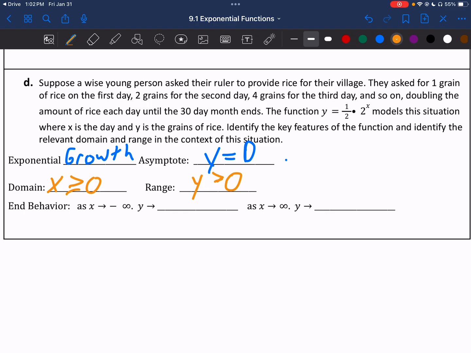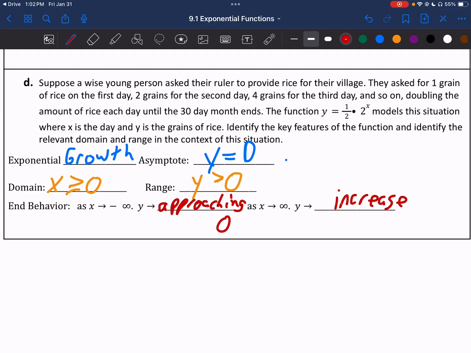Now, what is the end behavior? As we approach negative infinity, it's exponential growth. So as we get further and further to the left on the graph, we are approaching 0. And as we go towards positive infinity, y values are going to increase. And they're going to increase wildly.